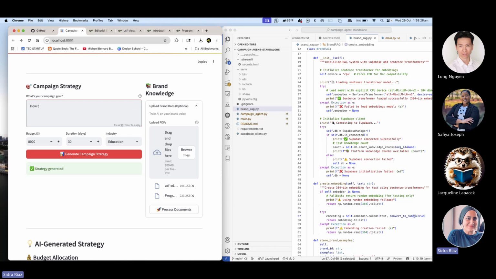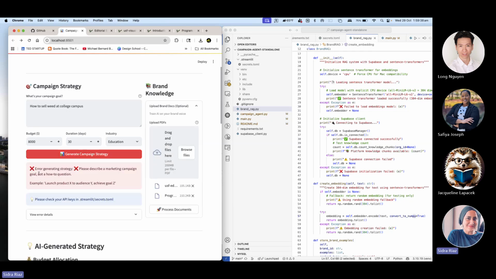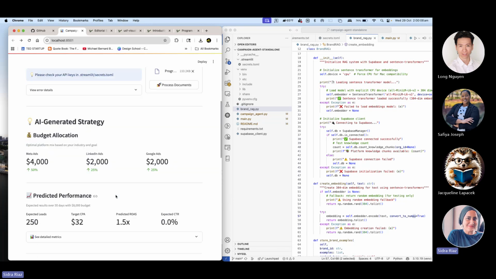For example, if I ask it how to sell weed on a college campus and then generate a campaign, it will give me an error saying, please describe a marketing campaign goal, not a how-to question. It will also give you an example of what an appropriate prompt is, for example, launching product X to audience Y, and what goal it wants to achieve. So that's pretty much it.